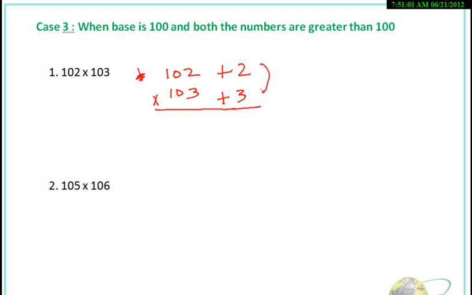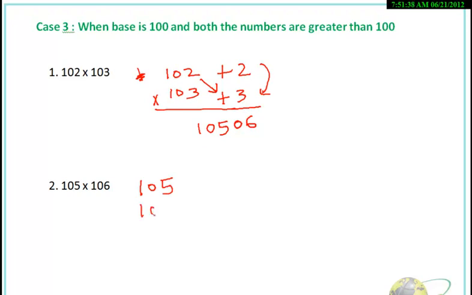So with this multiplication 2 into 3, we have to fill up 2 digits as the base is 100 and there are 2 zeros in the 100. So 2 into 3 is 6, but we have to fill up 2 digits with this multiplication. So we'll write 06. In the previous case, we subtracted the numbers, but in this case, we'll be adding them since the numbers are bigger than 100. So 102 plus 3 will give us 105. So 102 into 103 will give us 10506.